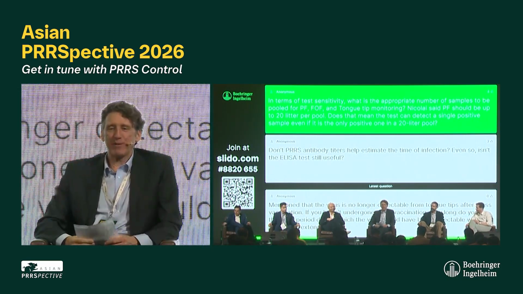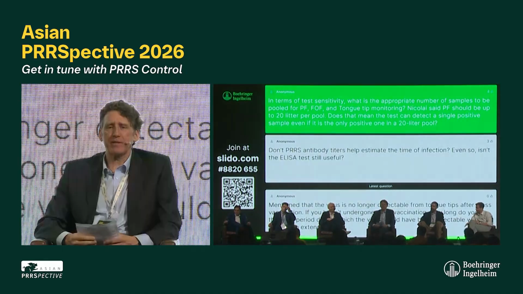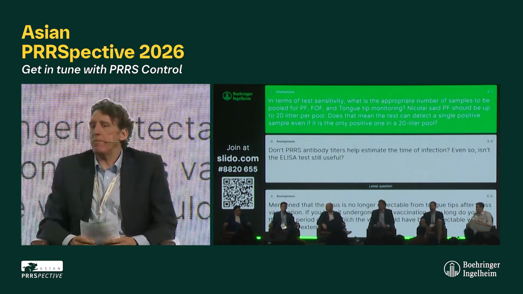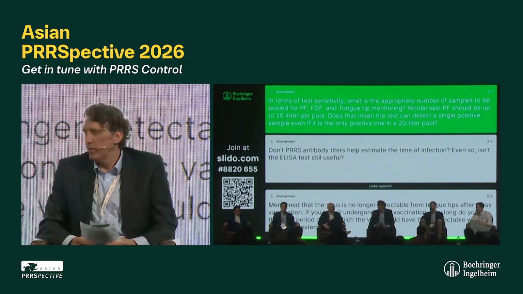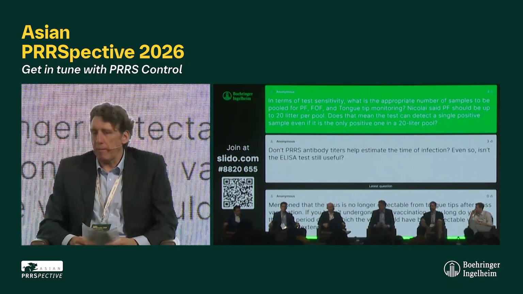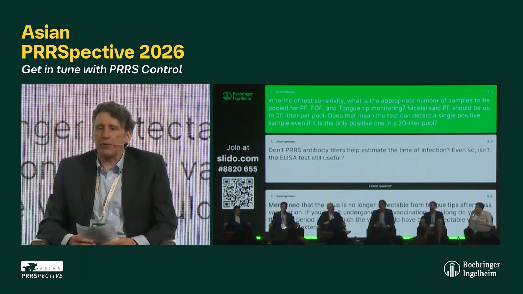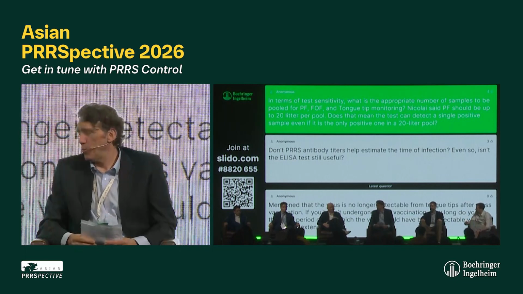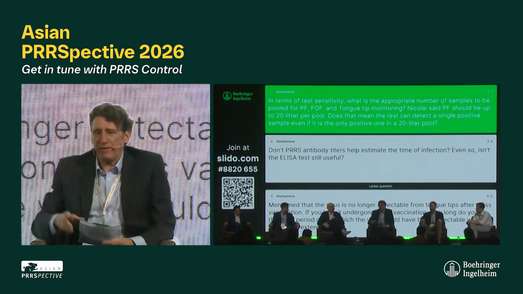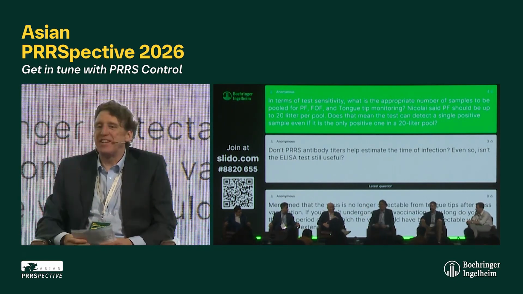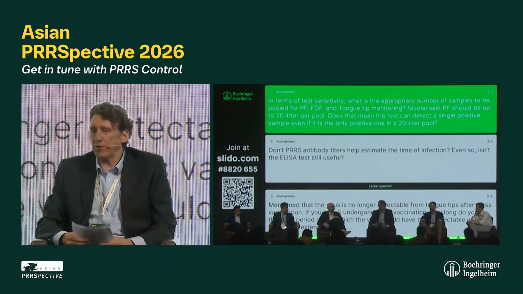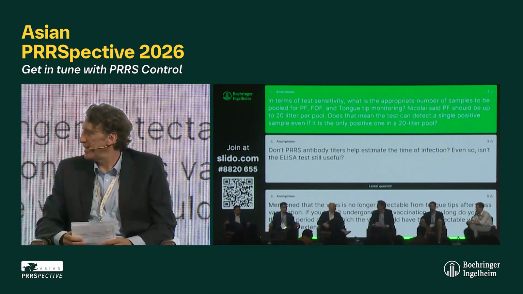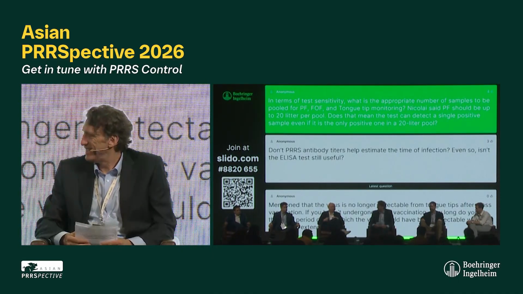I don't think we'll be able to get all questions, but this one is, in terms of test sensitivity, what is the appropriate number of samples to be pooled for processing fluids, for family oral fluids or tongue tip monitoring. Nikolai said processing fluids should be up to 20 liters per pool. Remember, he has type 1 virus mostly, or in many places. Does that mean the test can detect a single positive sample, even if it's the only positive one in a 20-liter pool?